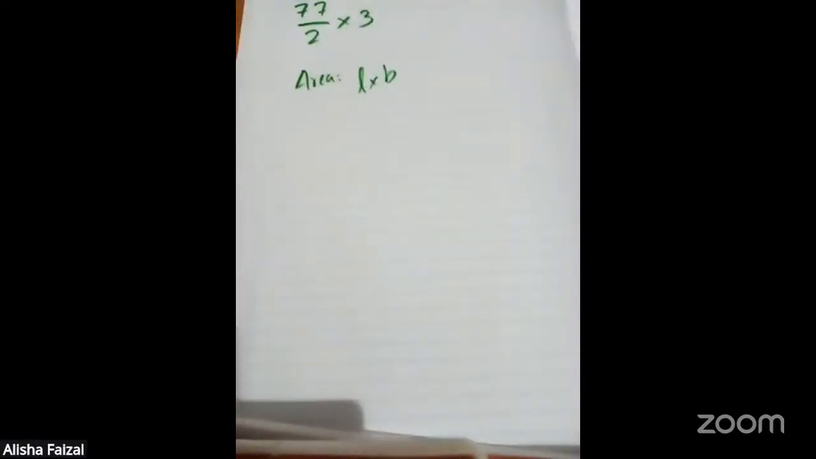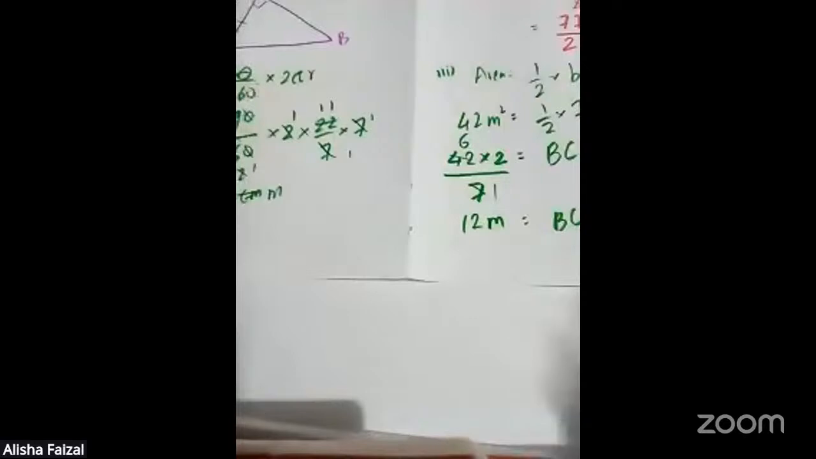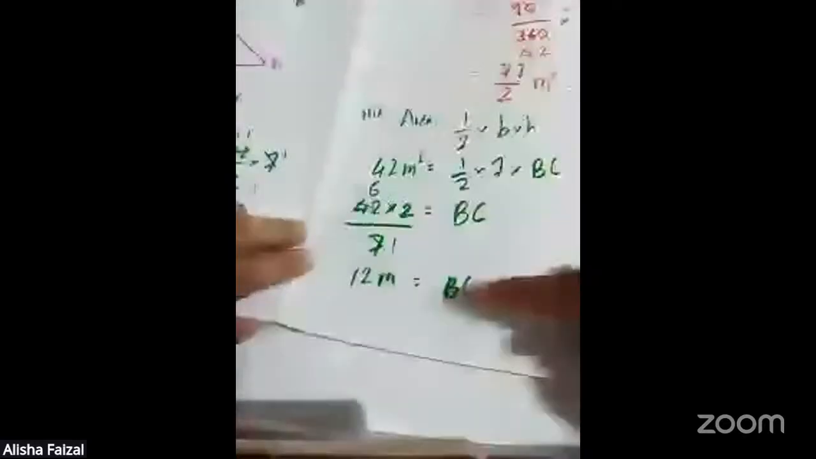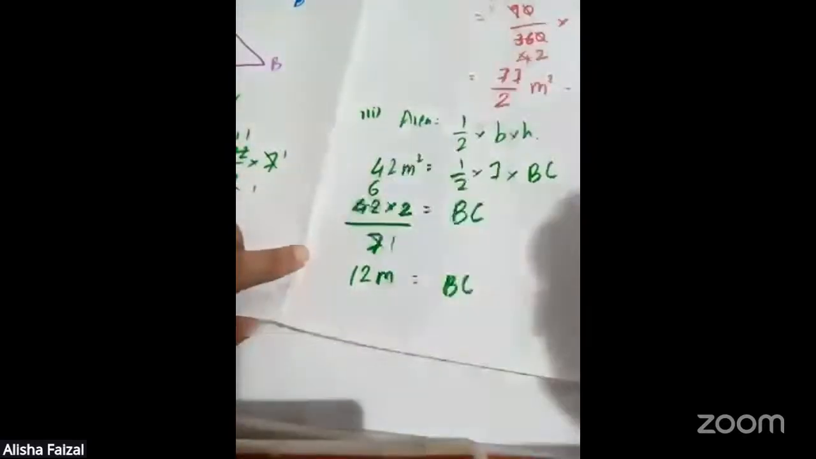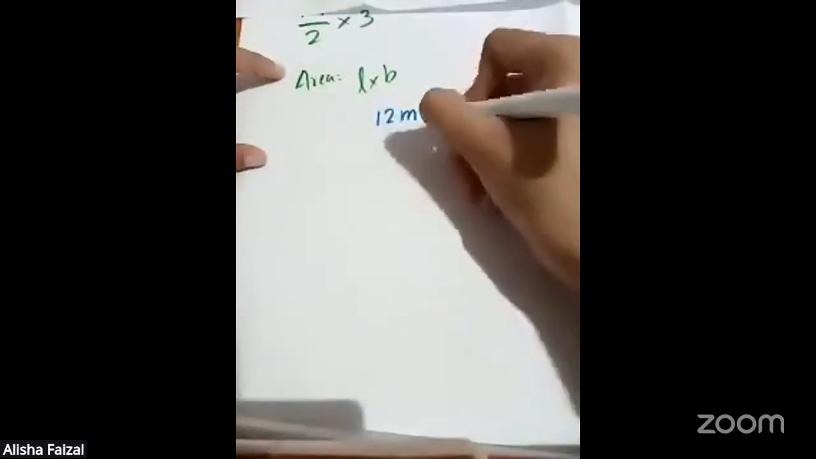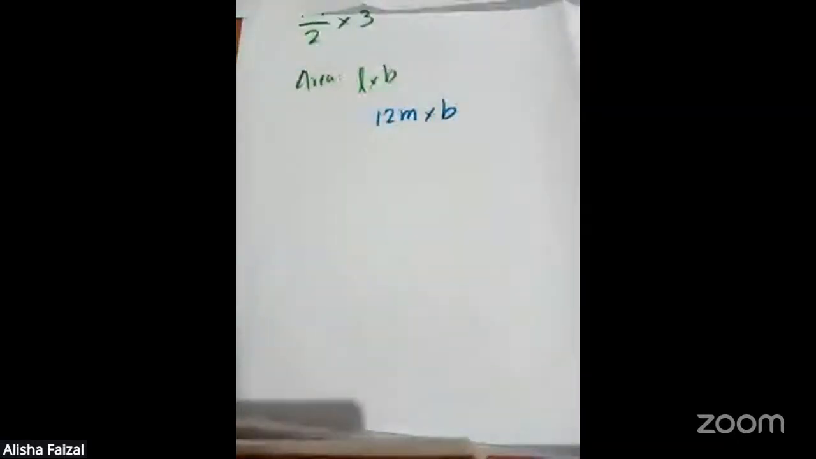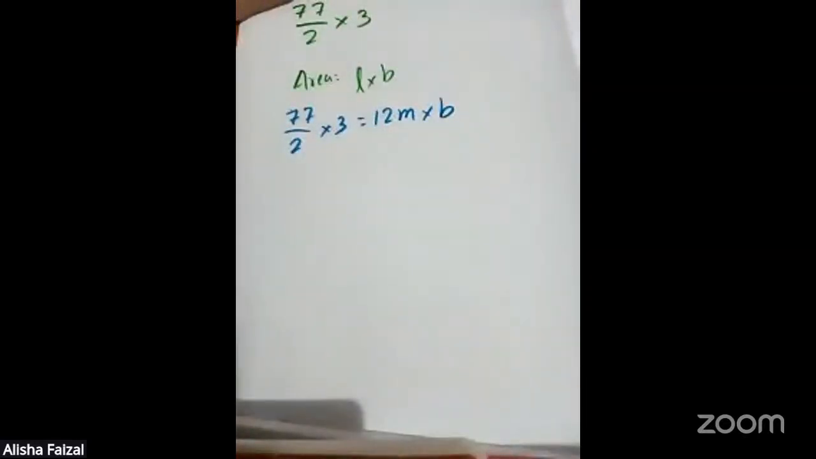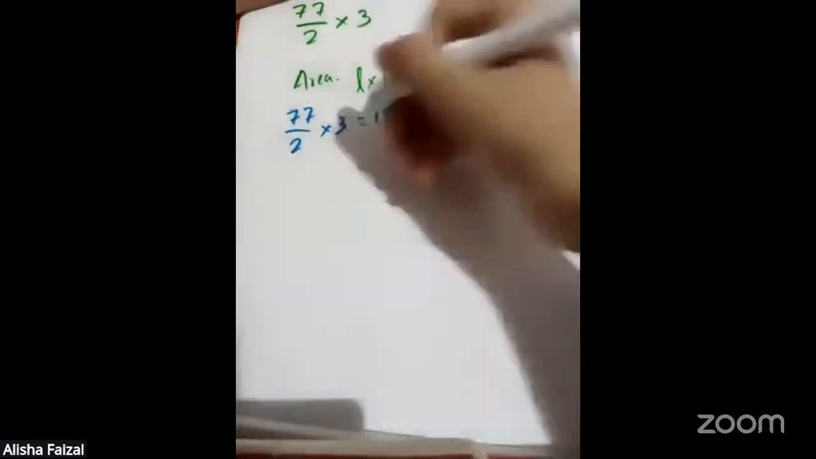Now we know the length BC. We found it here. It is 12 meters. Now we don't know the breadth or the width. We know the area. What is the area? 77 over 2 multiplied by 3, and we write meter square here because area means meter square.